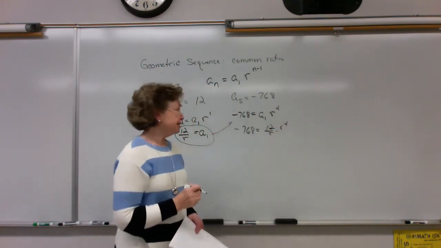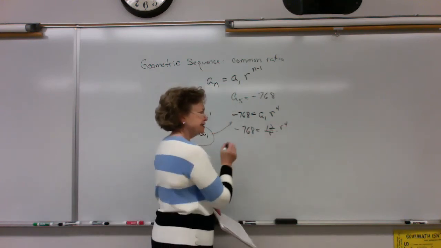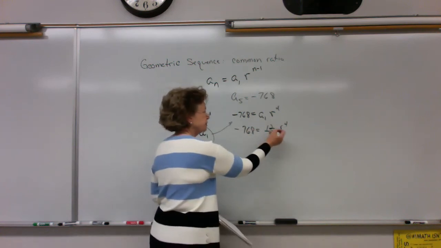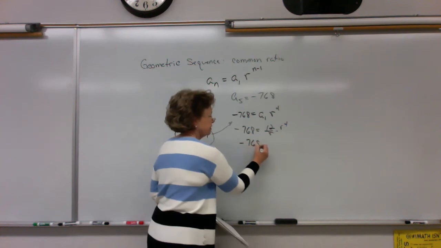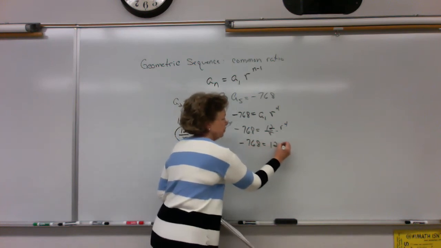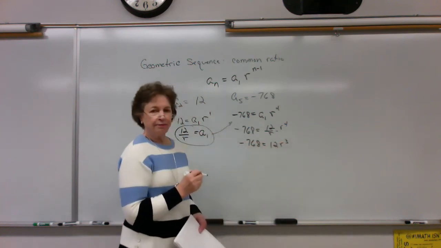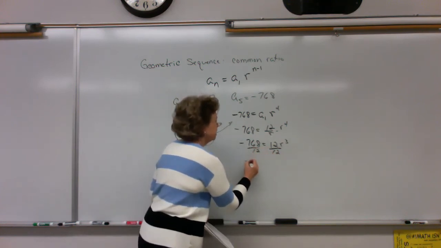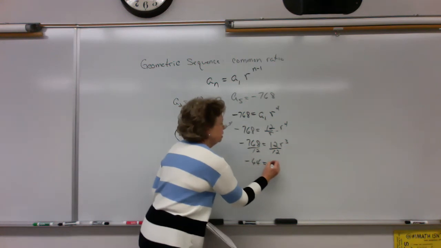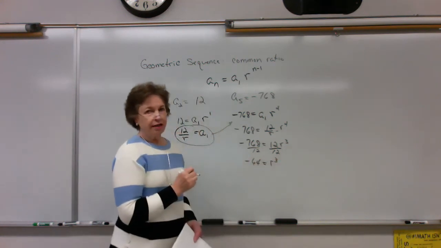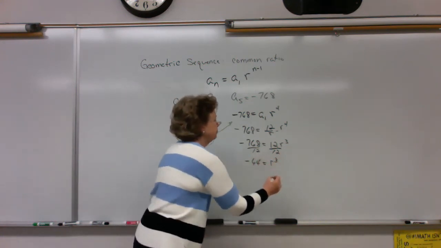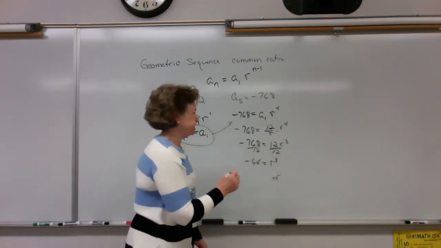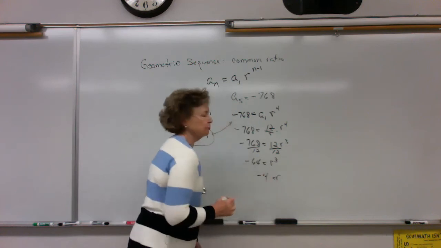Well, now that doesn't look so bad because I've got something to work with and I just have one variable. So when I simplify over here, negative 768 is 12 r cubed. That looks better and better. I'm going to divide by 12 on both sides. Negative 64 equals r cubed. Now all we have to do is take the cube root of both sides. So when we do that, r is the cube root of negative 64, which is negative 4.